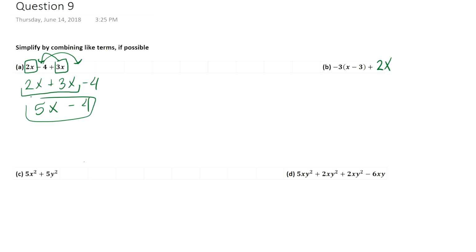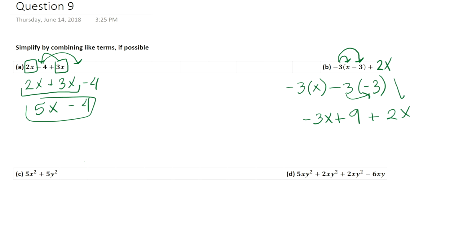For the second one, you're going to have to do a little bit more work than the first one. So what we're going to do is distribute this negative 3 in here into the parentheses. So negative 3 times x, and then we also get negative 3 times negative 3. A negative times a negative is positive, so now we get 9. So positive 9 and negative 3x is what's going to come out of that. And then we can't forget the 2x that is up here.